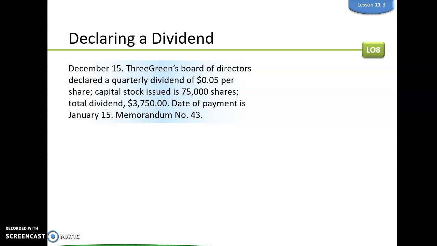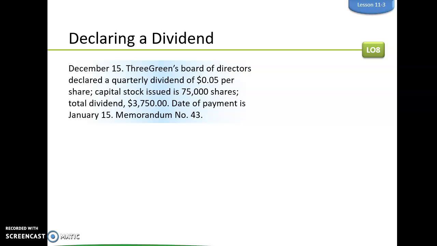So on December 15th, 3 Green's Board of Directors declared a quarterly dividend of 5 cents per share. Capital stock issued is 75,000 shares, so the total dividend is $3,750. This dividend was declared on December 15th, and the date of payment is January 15th. Again, memorandum number 43. All right, so how did we get this $3,750?